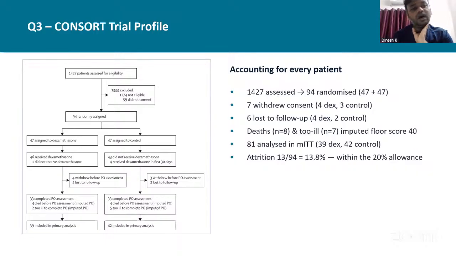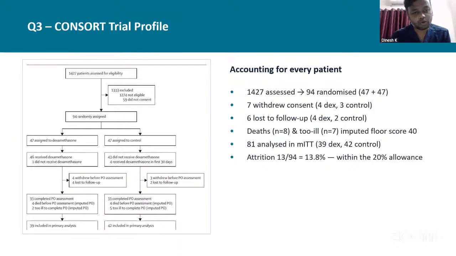If you see the CONSORT, almost 1,427 patients were assessed for eligibility. Many were not eligible, predominantly; almost 1,200 were not eligible, and 59 didn't consent. Ultimately 94 were randomized, 47 to the dexamethasone group and 47 to the control group. In the dexamethasone group, we have to remember that one person didn't receive dexamethasone because of a protocol deviation. In the control group, a patient received dexamethasone in the first 30 days.